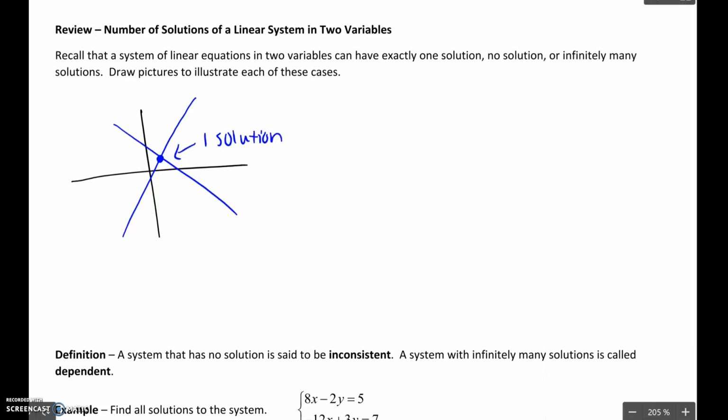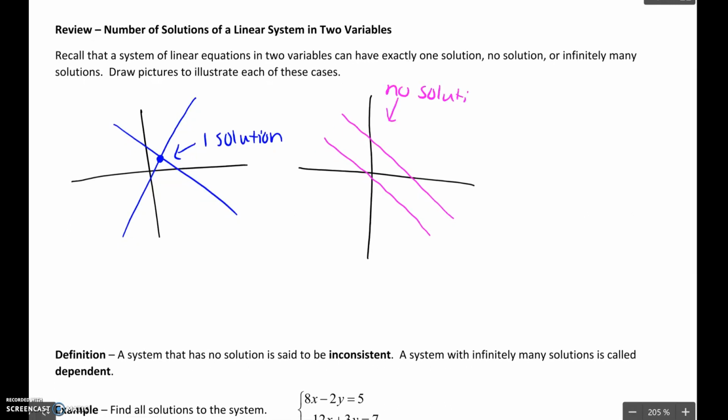No solution. You're going to have two lines, and they're never going to intersect, so they're going to be parallel. This is going to have no solution. You'll never find an intersection. They're parallel lines, which means they have the same slope, different y-intercepts.